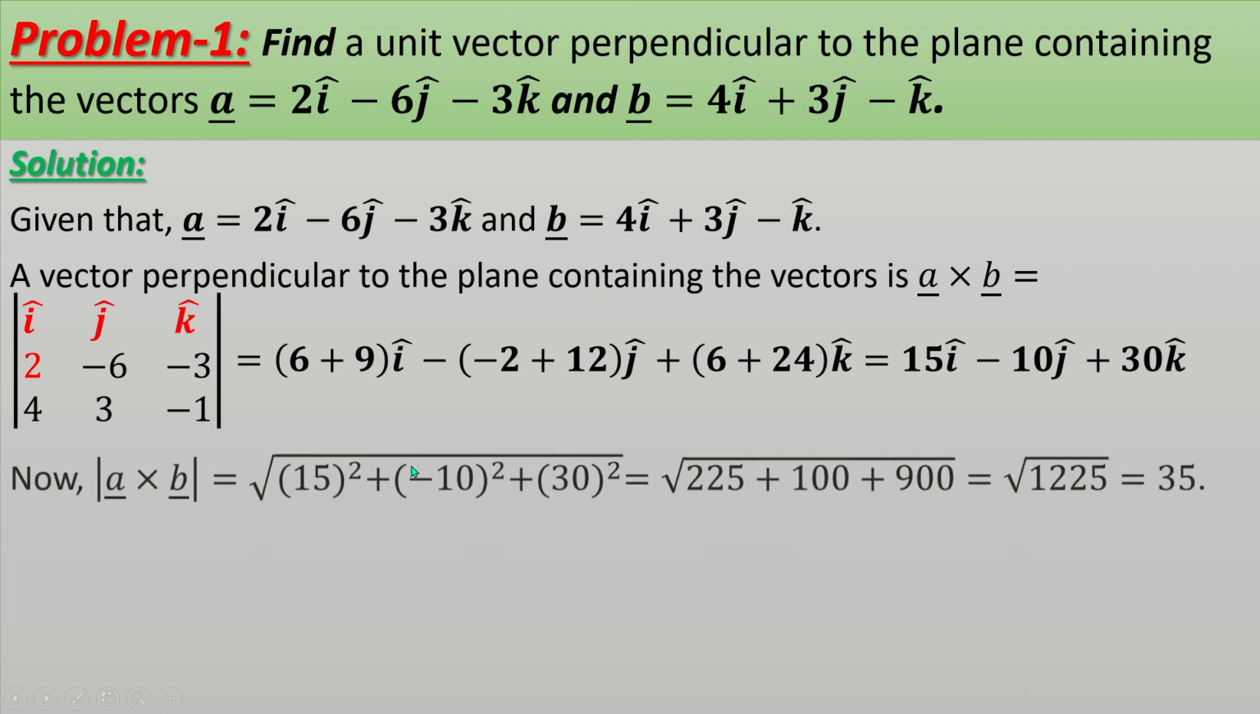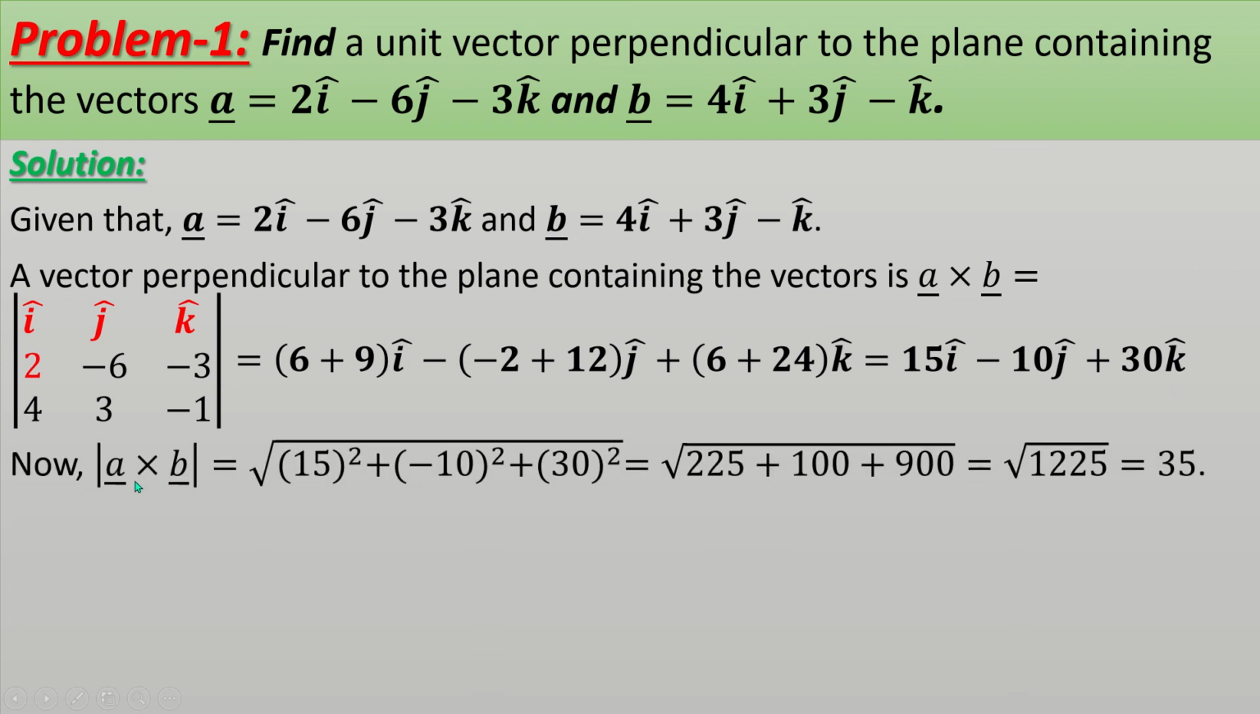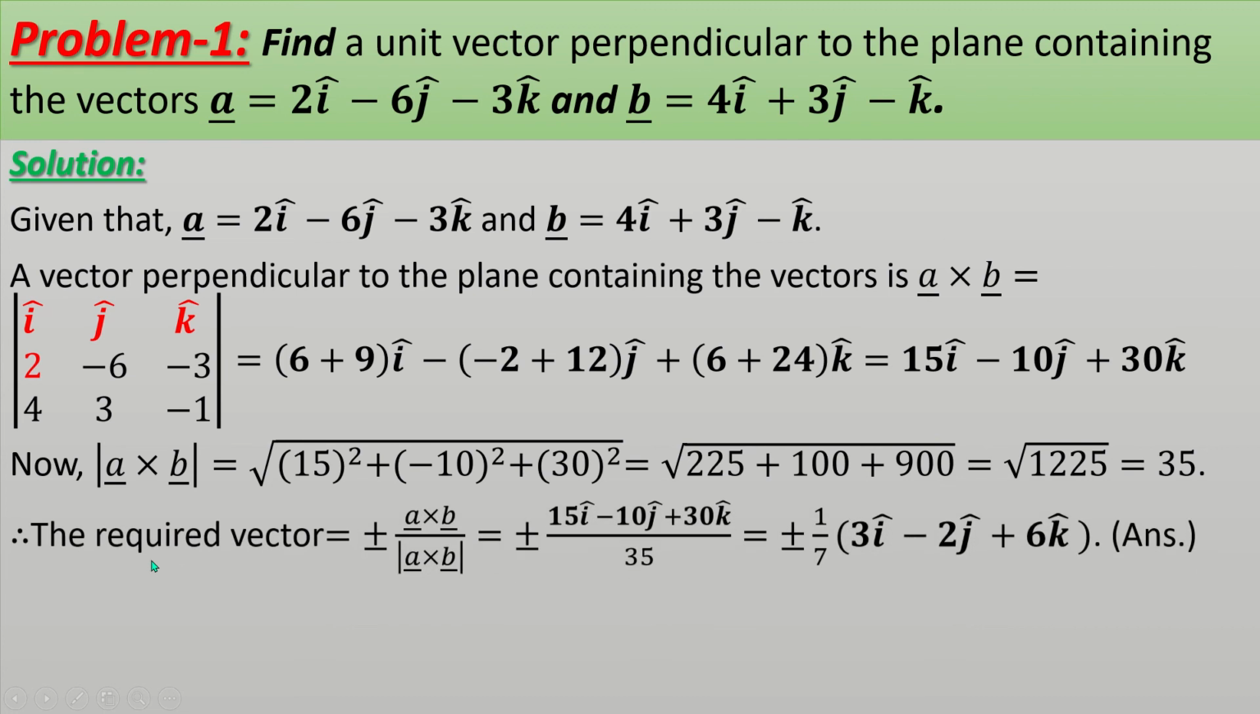Okay, and the absolute value of a vector cross b vector equals the square root over this, and after calculator we will get 35. Therefore the required unit vector equals plus minus this divided by this, and just putting in the value, finally we will get plus minus 1 by 7 (3i minus 2j plus 6k) vector. This is the required answer.